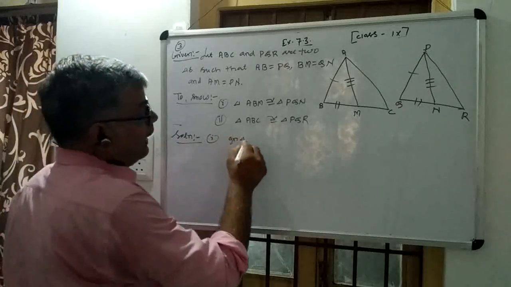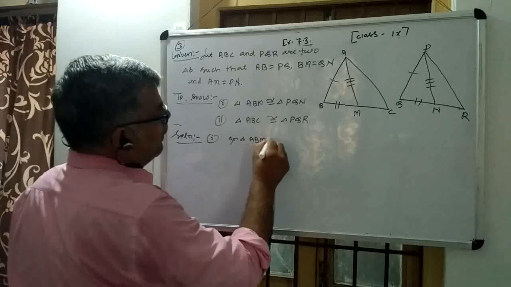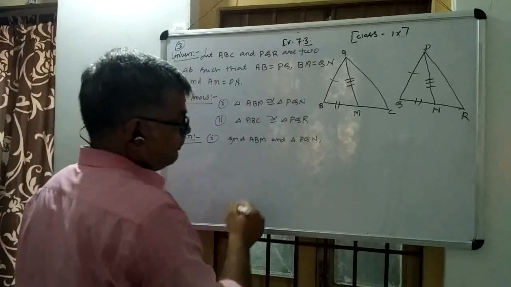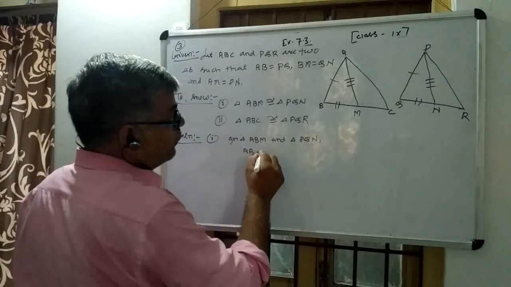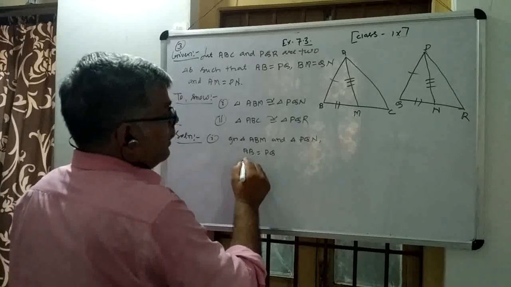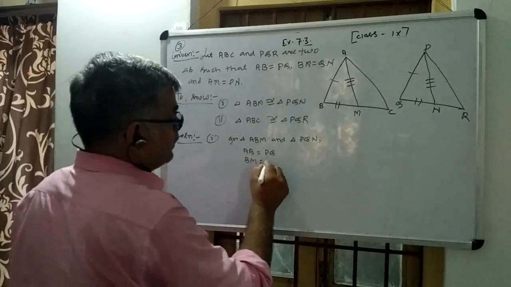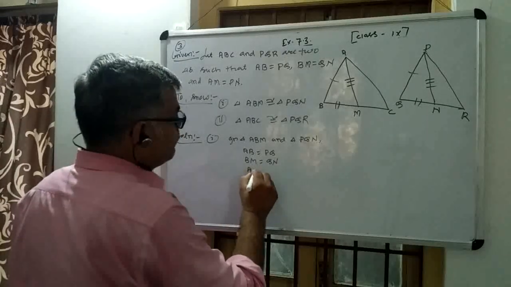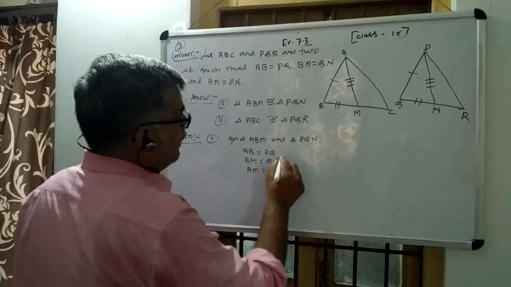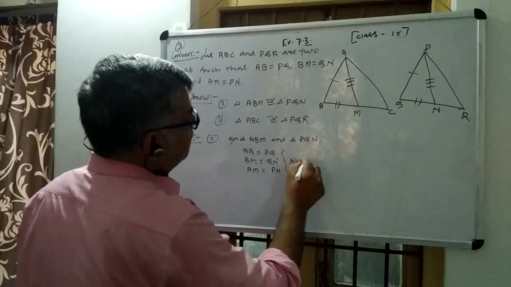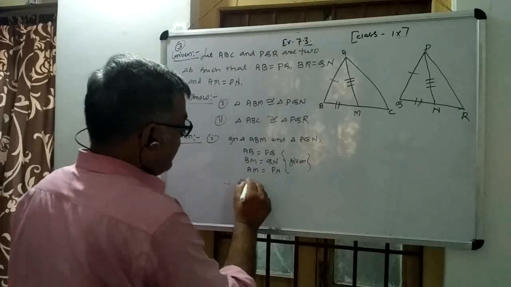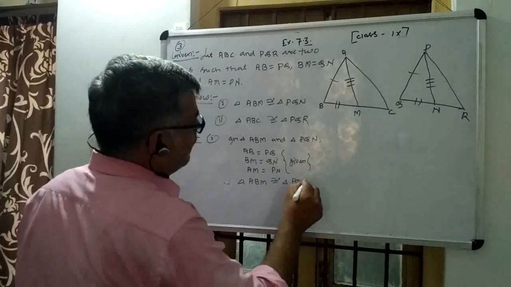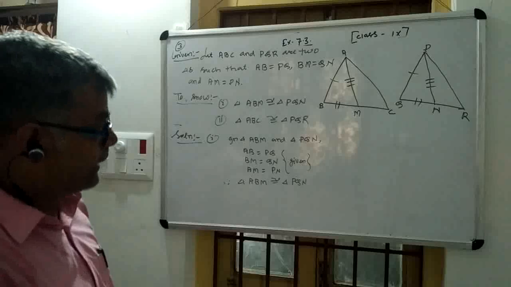In triangle ABM and triangle PQN, we have AB equals PQ, BM equals QN, and AM equals PN. These three conditions are already given. That's why triangle ABM is congruent to triangle PQN by the property SSS.